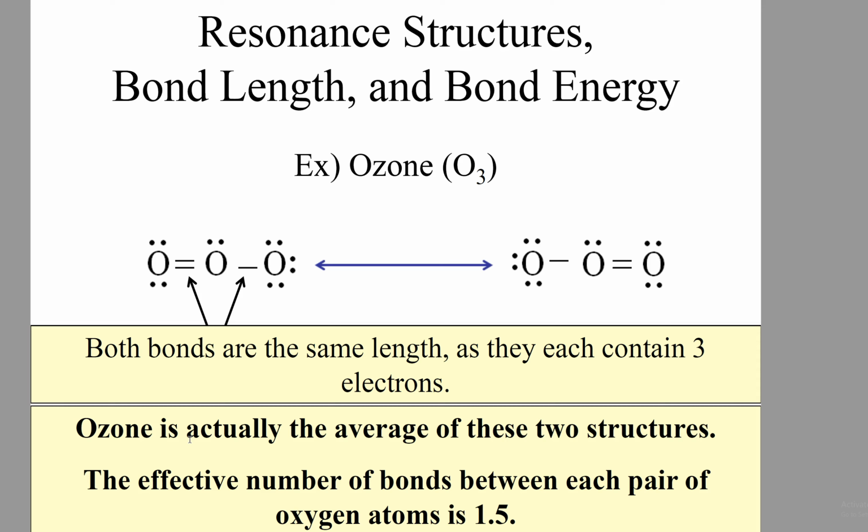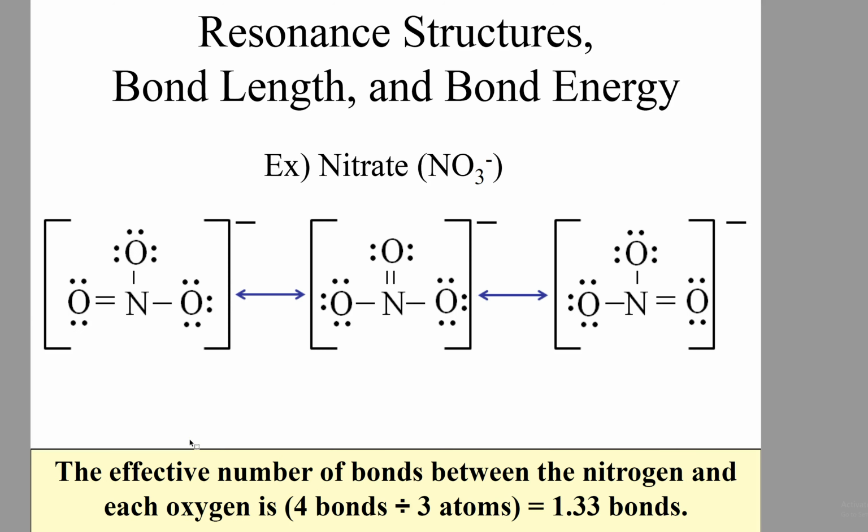I'll talk a little bit about how we get that 1.5, but resonance structures usually take the average of those. So if you see yourself in a situation where you're trying to determine what the correct one is, it's most likely a resonance structure, and more importantly, you have to take into consideration the bond order.